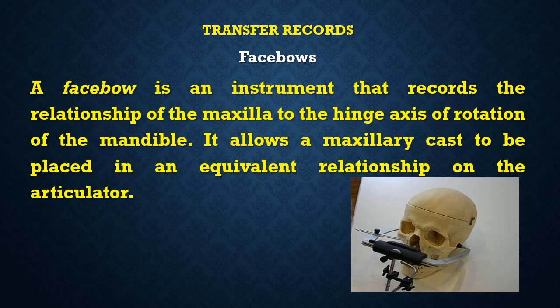Well, I am going to jump into another object. This is the facebow. Simply, a facebow is an instrument that records the relationship of the maxilla to the hinge axis of the mandible. It allows the maxillary cast to be placed in an equivalent relationship on the articulator. As you can see in this figure, it transfers the relation of the maxilla to the hinge axis of the mandible, and then the same relation will be transferred to the articulator.